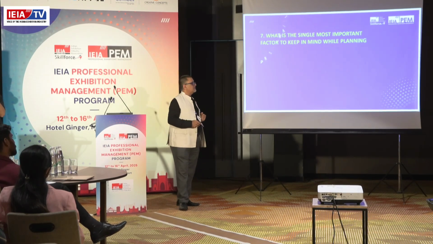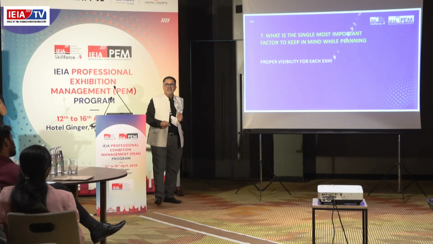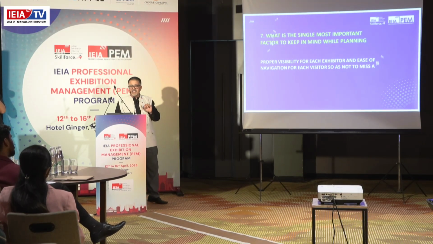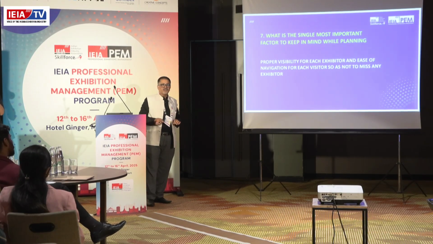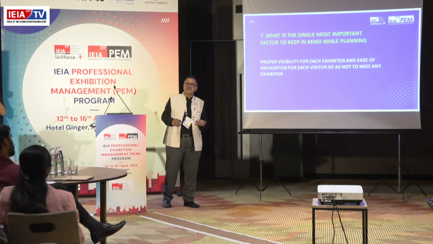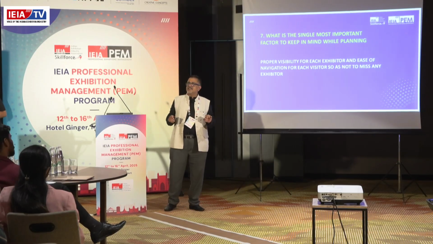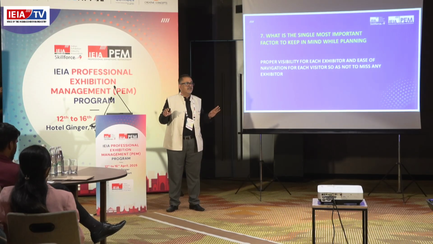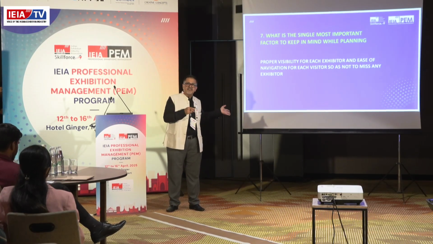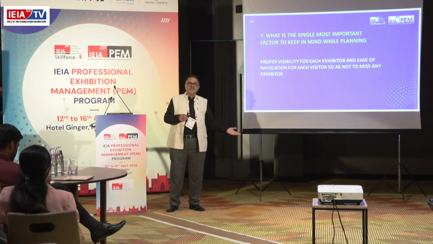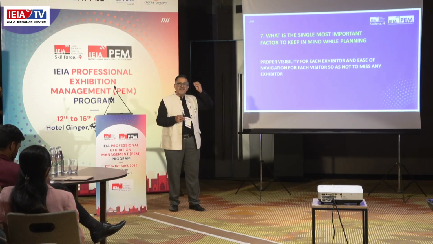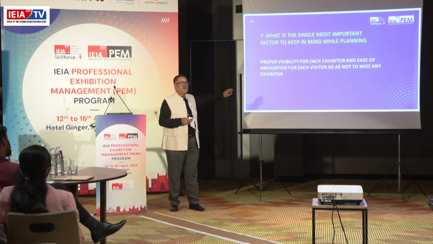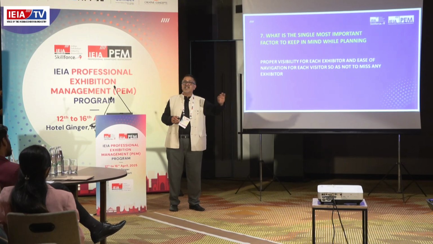So what if I were to tell you that the most important part is proper visibility for each exhibitor and ease of navigation for each visitor so as not to miss any exhibitor? Do you think as a planner this is your most important role? Right? So, how do you achieve this? By following all that we have so far seen. But what is the end result we want? This is the end result we want. This is what we are working for. This is what an organizer has hired us for.